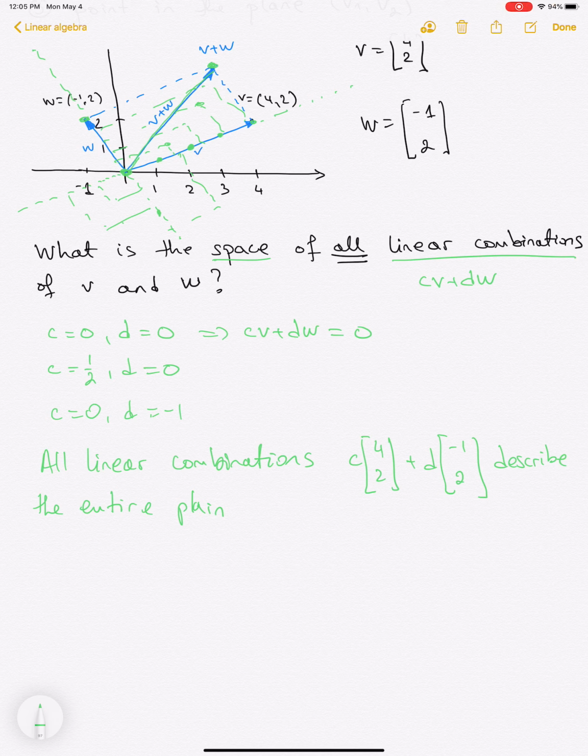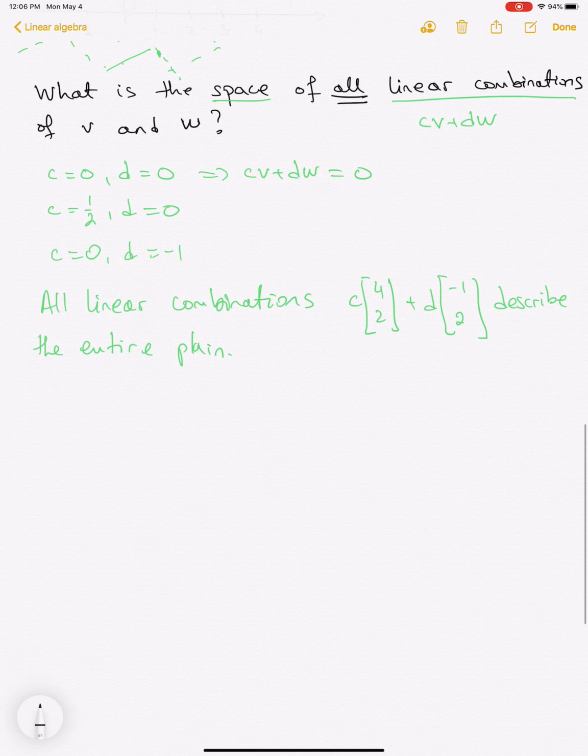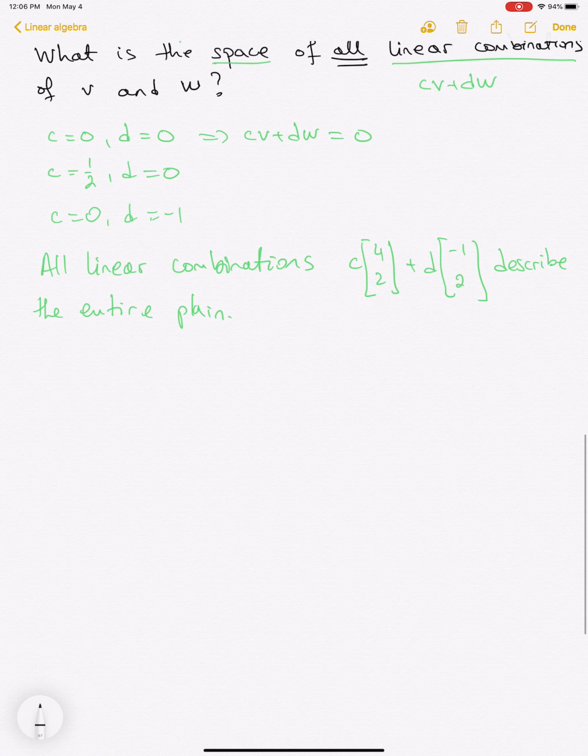All right. Now, would this always be true? This is an important question. If we have two vectors, are we always going to get a plane? Usually, yes, but not always. So what are some examples when we don't get the entire 2D space? So let's look at such examples.